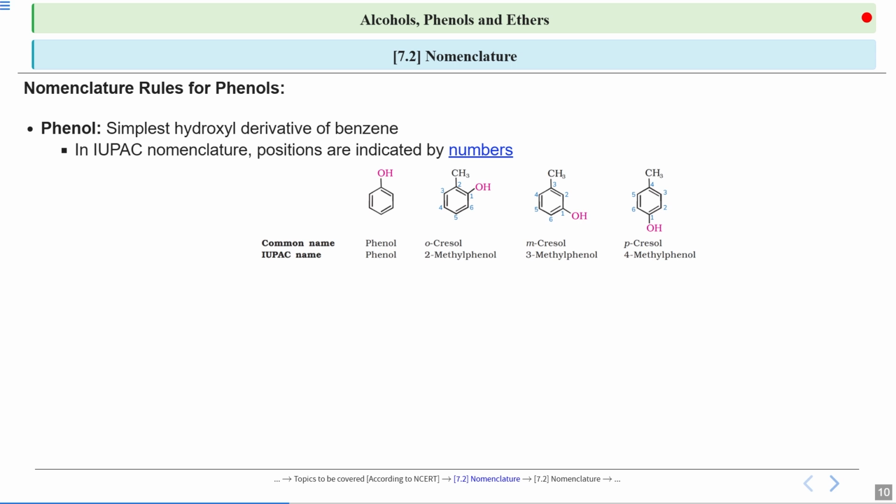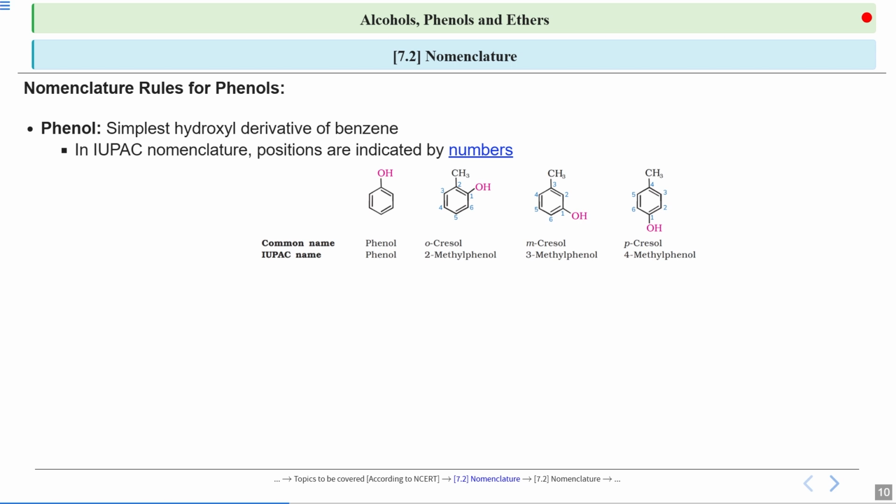So this is orthocresol. At the second position carbon we have a methyl group attached. Then we have metacresol, M representing meta position, because at the meta position with respect to OH, a methyl group is attached. The IUPAC name is 3-methyl phenol. The next compound is paracresol, because at the para position, or fourth carbon, we have a methyl group. The IUPAC name is 4-methyl phenol.